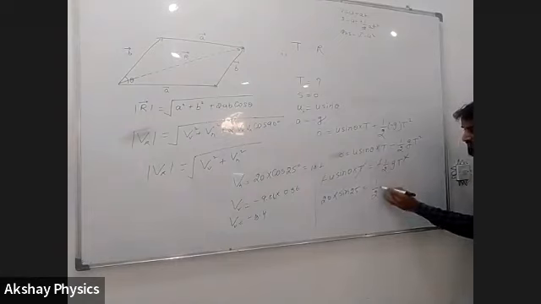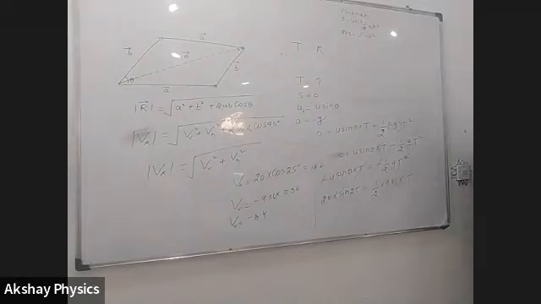And what is the value of g? 9.81. The negatives got cancelled, right? So what is the value of T? 20 multiplied by 2 multiplied by sin 25 divided by 9.81. That gives 1.72. We evaluated this by that formula also.